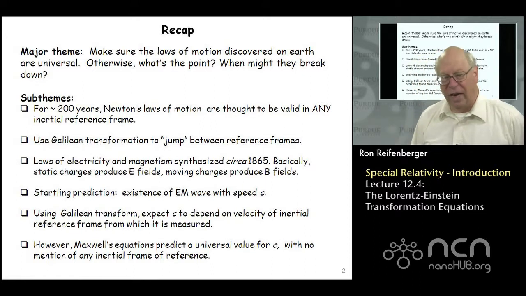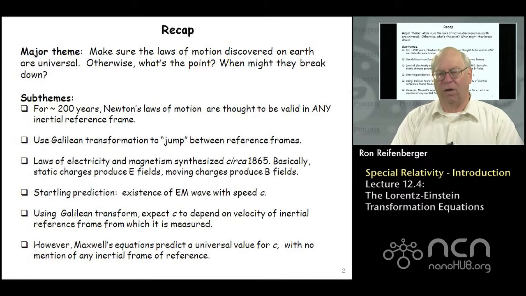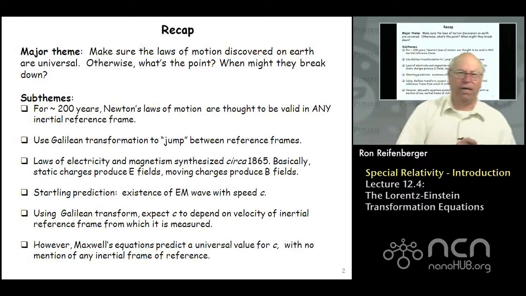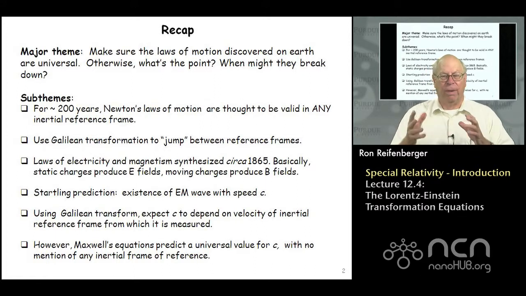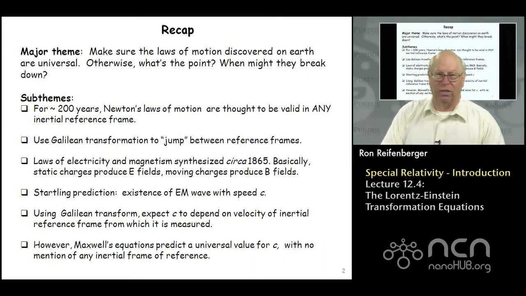Now, Maxwell changed that when he made a startling prediction. He predicted that something called an electromagnetic wave could exist, and this electromagnetic wave would move with the speed of light, which is referred to as c. Now, based on the Galilean transform that's been around for something like 200 years, you would expect the velocity of light to depend on the inertial reference frame from which it is measured.